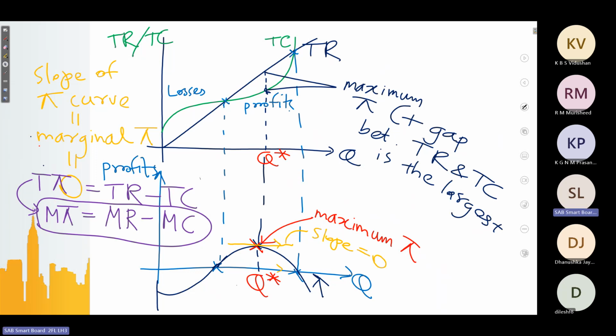Total profit equals total revenue minus total cost. That is already understood. We learned it. So based on that relationship, we can derive this relationship: marginal profit equals marginal revenue minus marginal cost. And we understood that marginal profit is 0 at the profit maximizing output level.